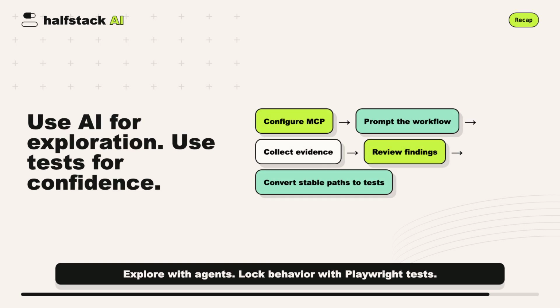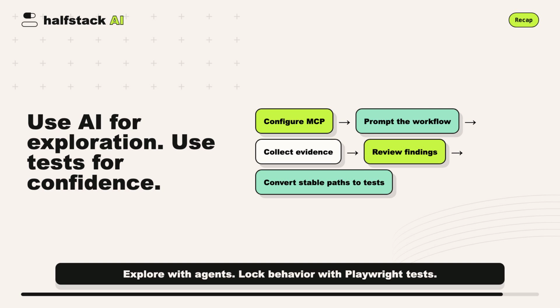To recap, Playwright MCP lets an AI agent interact with web pages through browser automation and structured accessibility snapshots. That makes it useful for exploratory testing, smoke checks, bug reproduction, and test drafting. The safe workflow is simple. Connect the MCP server to your AI client. Use a staging app and test credentials.